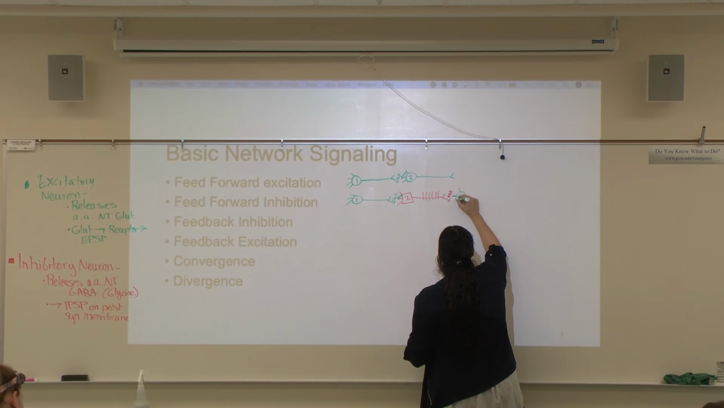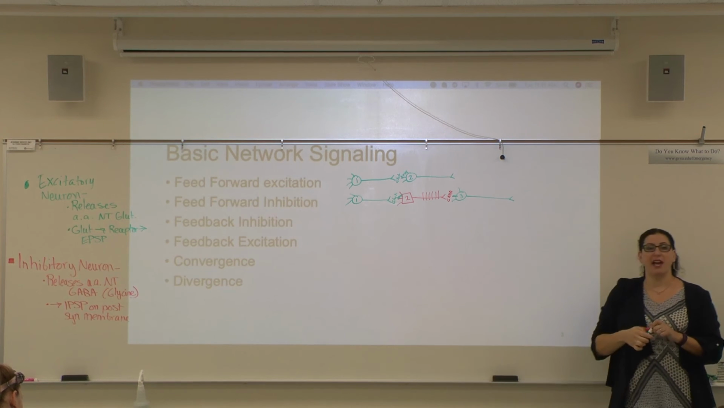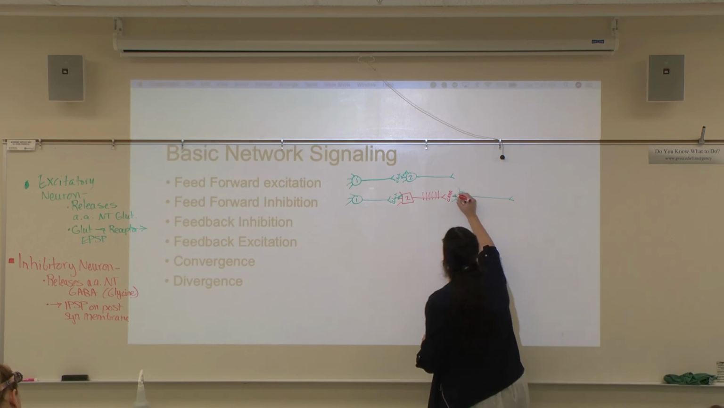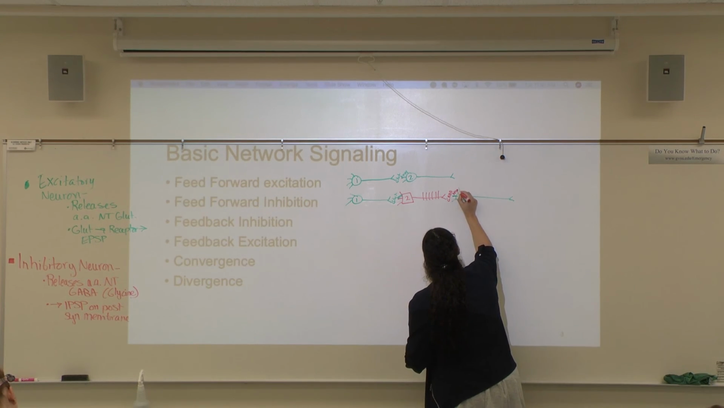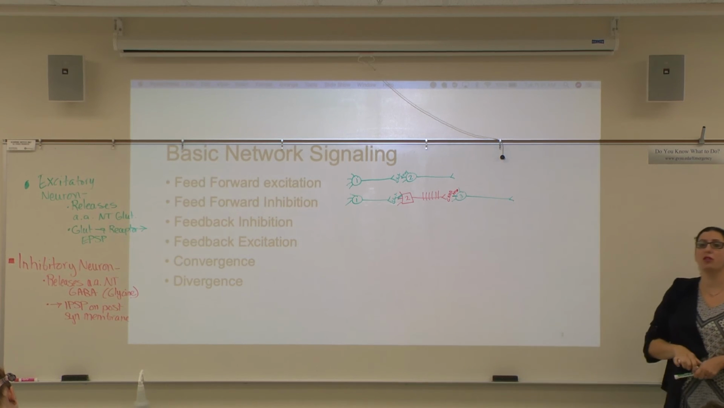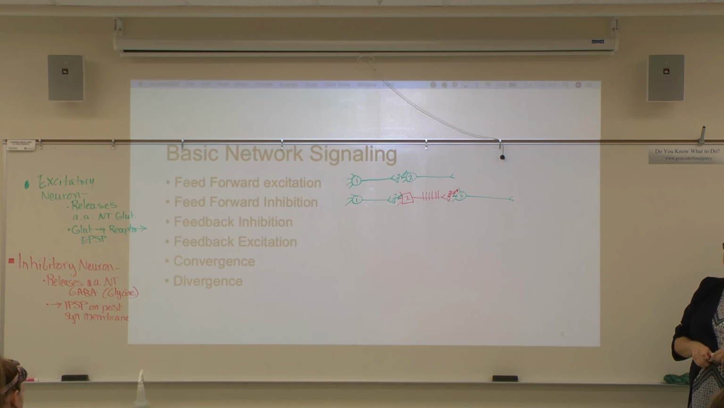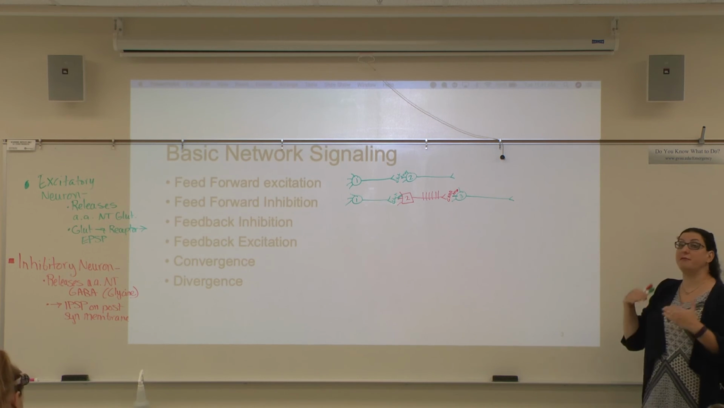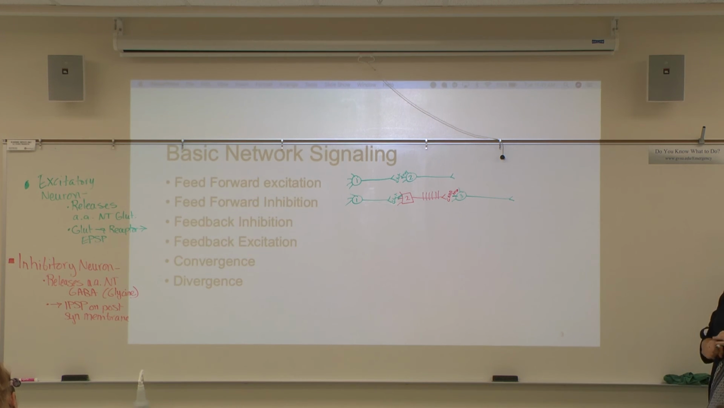GABA is going to bind to receptors on the postsynaptic membrane of cell 3. And what will happen to the postsynaptic membrane of cell 3? An IPSP. Is cell 3 more or less likely to fire action potentials? Less. Okay? Now we have a couple of feedback circuits.